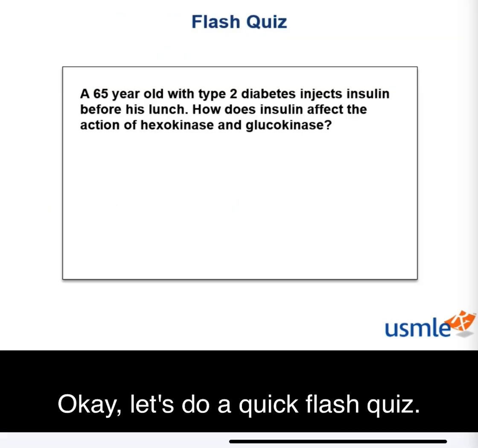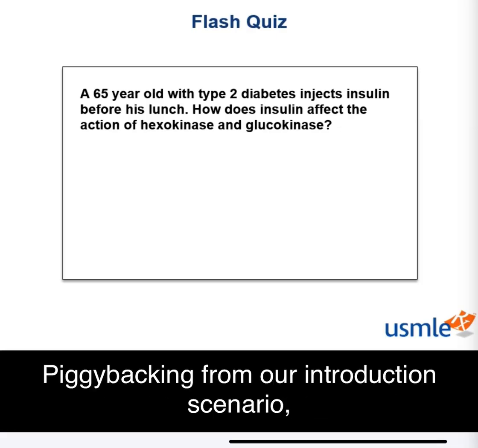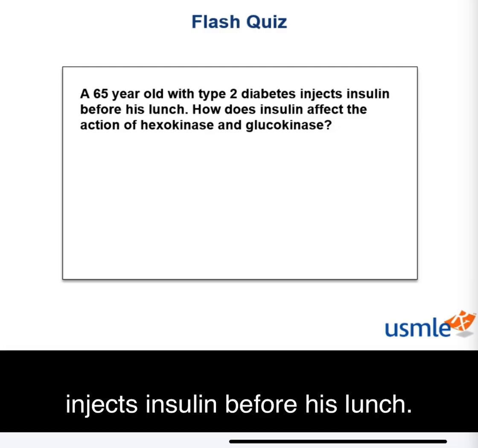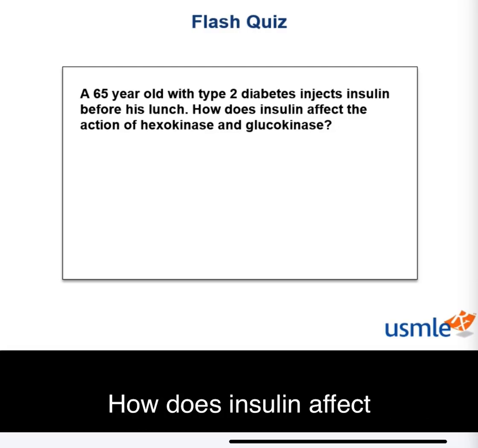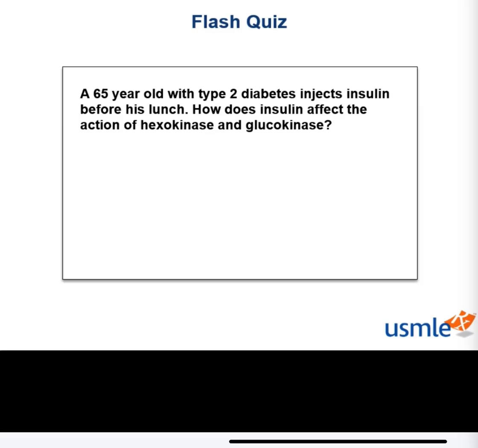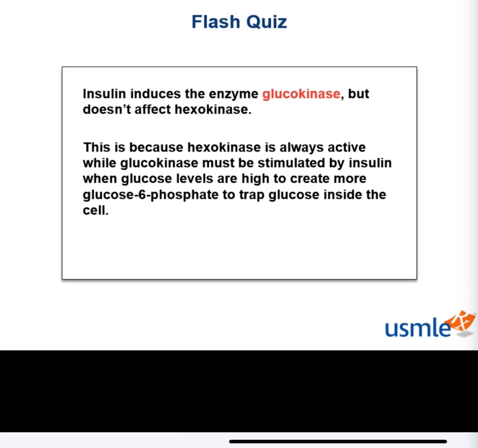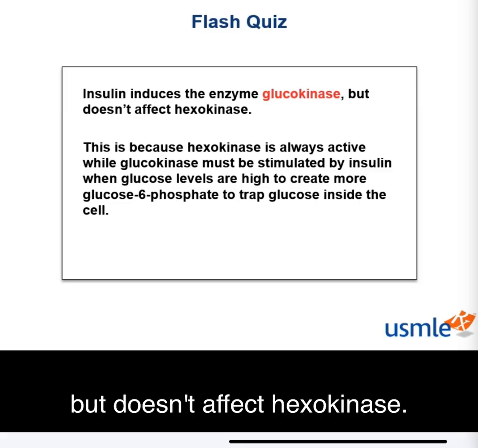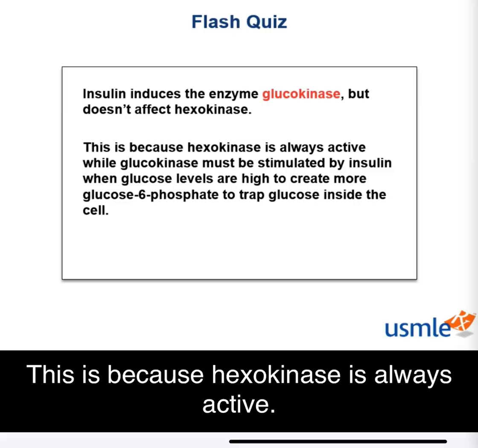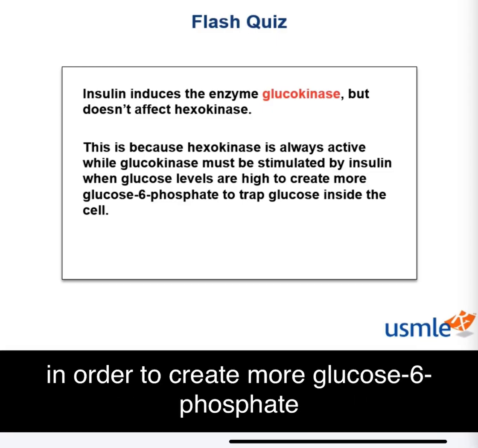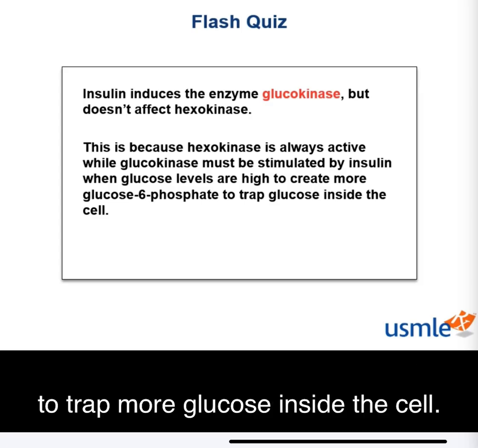Okay, let's do a quick flash quiz. Piggybacking from our introduction scenario, a 65-year-old with type 2 diabetes injects insulin before his lunch. How does insulin affect the action of hexokinase and glucokinase? Hopefully you remember that insulin induces the enzyme glucokinase, but doesn't affect hexokinase. This is because hexokinase is always active, while glucokinase must be stimulated by insulin when glucose levels are high in order to create more glucose 6-phosphate to trap glucose inside the cell.